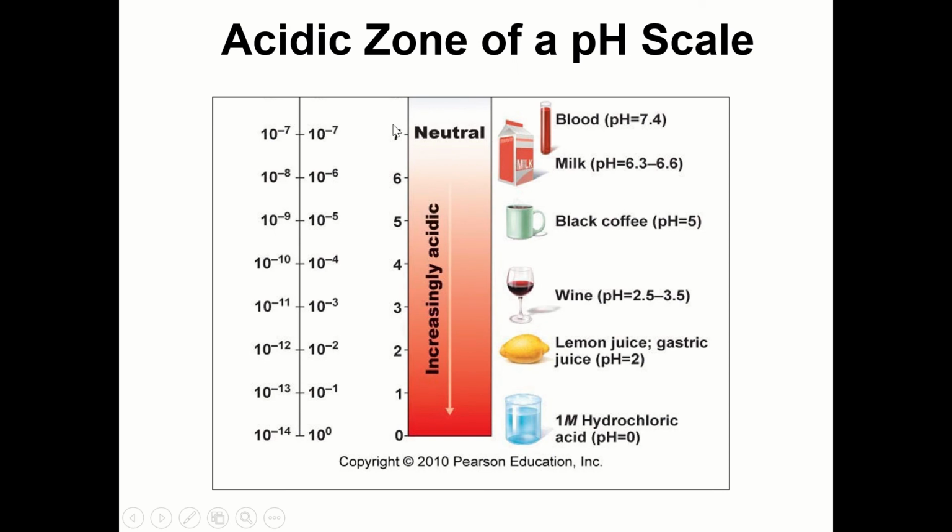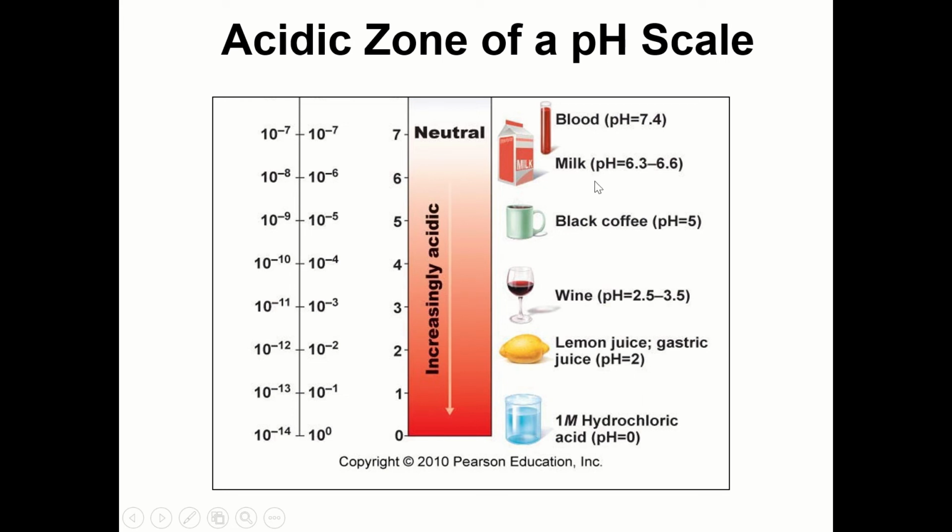So here's a pH of 7, where you have the number of free-floating hydrogen and hydroxyl ions being equal, 10 to the negative 7. You can look at some solutions right over here. Blood is around 7.4, 7.45 in pH, so it's relatively close to neutral. But as you begin to look down this list, milk, followed by black coffee, wine, lemon juice, and hydrochloric acid are becoming more and more acidic.